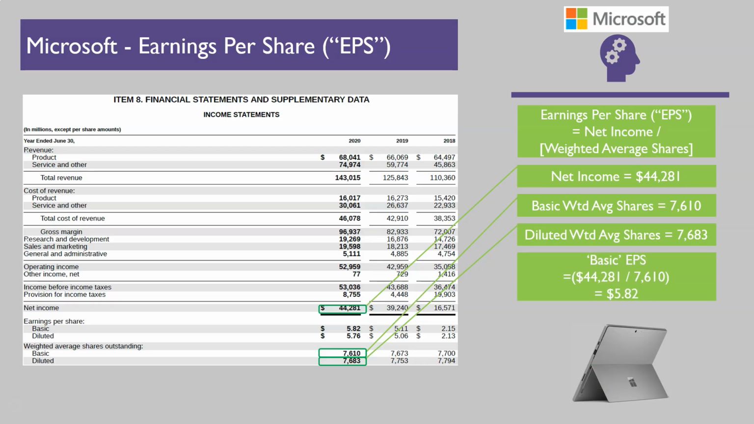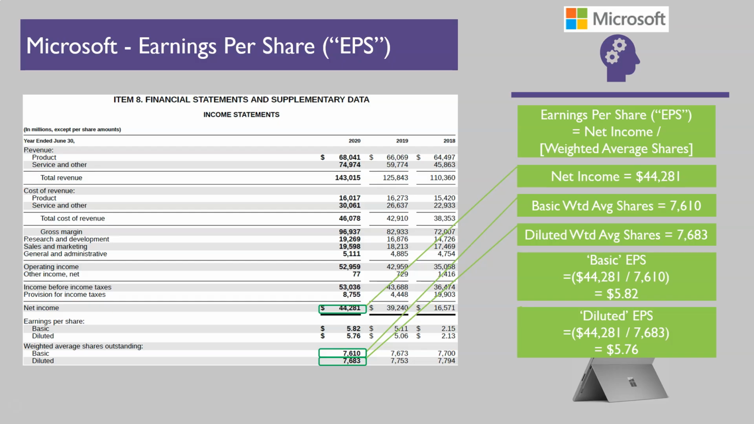When we take net income over the weighted average shares, we come up with basic EPS of $5.82. And then for the year, we also had diluted earnings per share of $5.76.